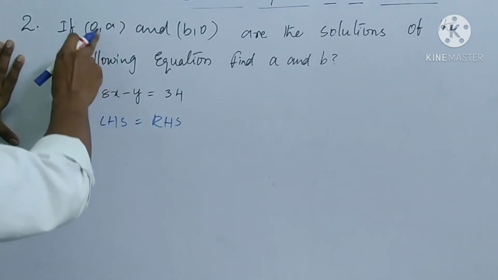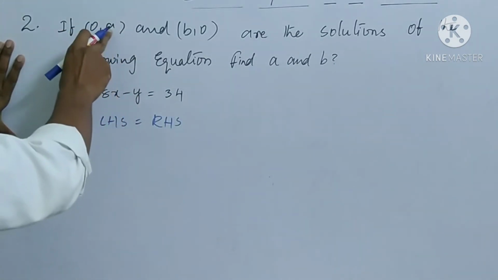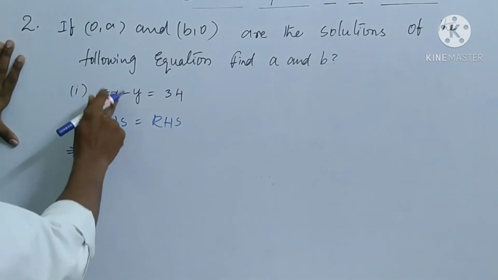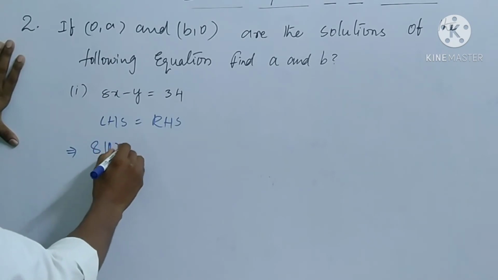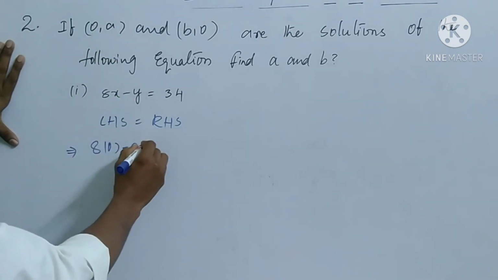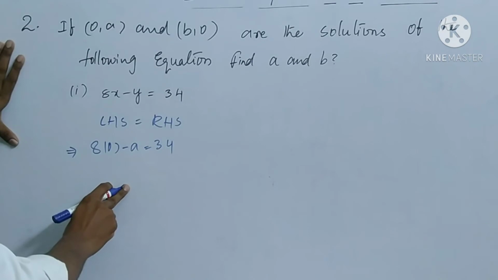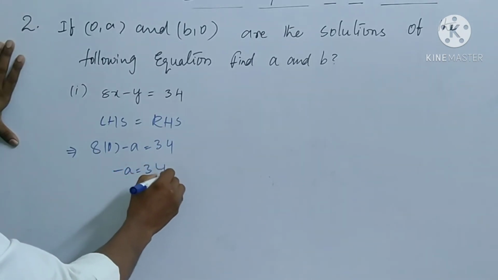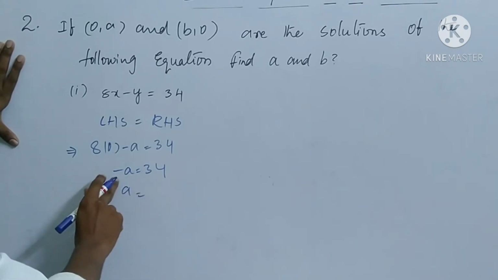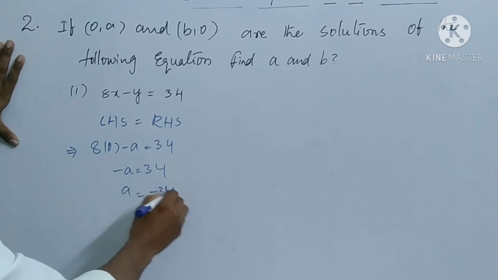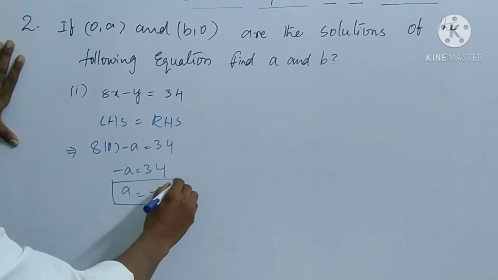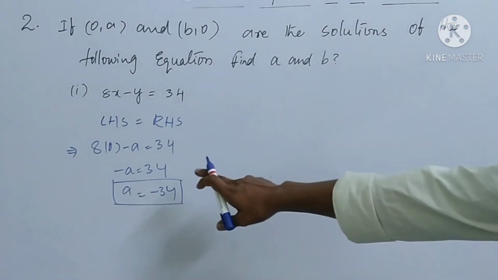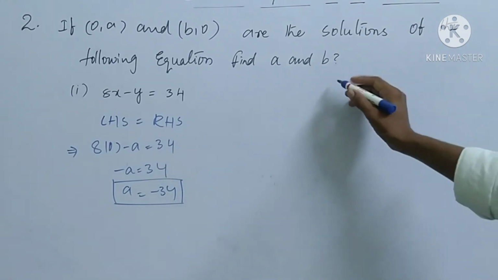When x is equal to 0 and y is equal to a, that is equal to 8 into x, which is 0, minus y, which is a, is equal to 34. 0 into 8 is equal to 0, minus a is equal to 34. So a is equal to minus 34, transposing the minus. So here a is equal to minus 34.